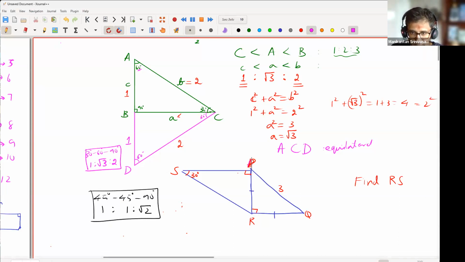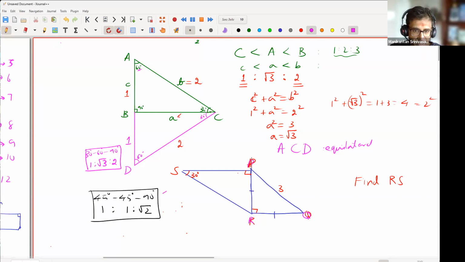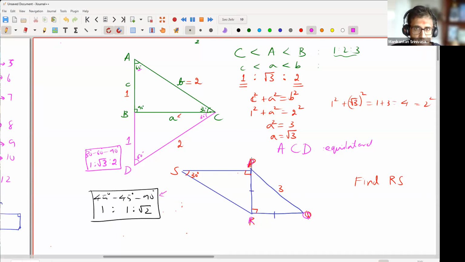So let's focus on the triangle PRQ. So PRQ, Saurabh, do you agree PRQ is an isosceles right angle triangle? It's a 45, 45, 90. Do you agree? Saurabh?